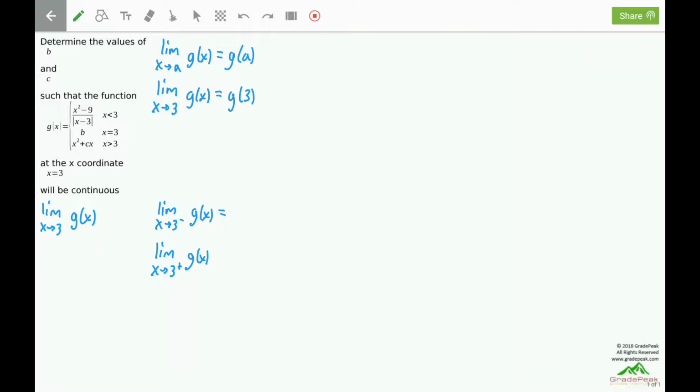The left side of 3 is less than 3, and that means we'll use this expression for the g of x. So we have the limit as x approaches 3 from the left side of x squared minus 9 over the absolute value of x minus 3. We can start by plugging a 3 in for each of the x's. That will give us 3 squared minus 9 over the absolute value of 3 minus 3. 3 squared is 9. Minus 9 will be a 0, over the absolute value of 3 minus 3, which will be a 0.